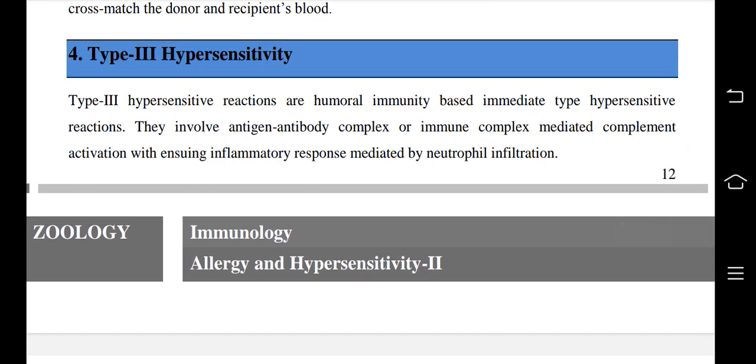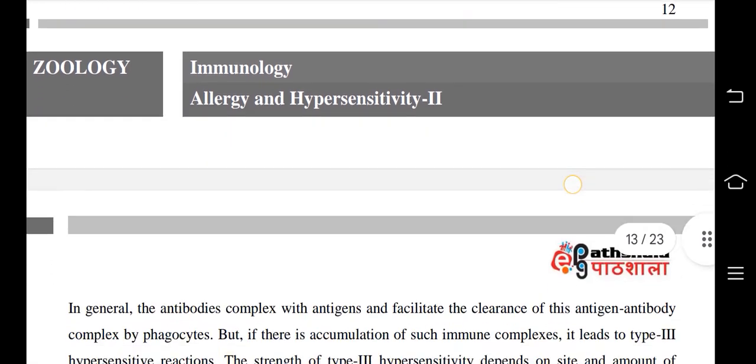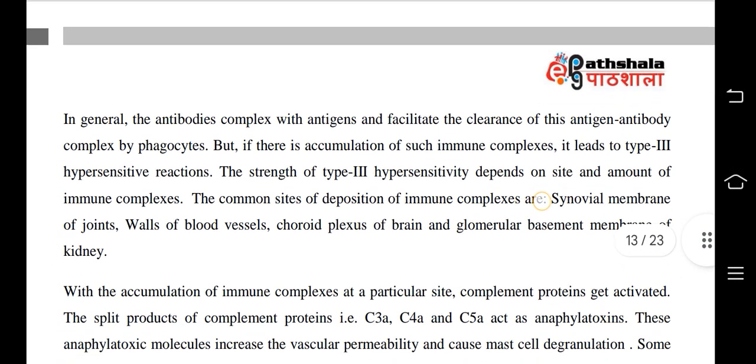Next, type 3 hypersensitivity. Type 3 hypersensitive reactions are humoral immunity based immediate type hypersensitive reactions. They involve antigen antibody complex or immune complex mediated complement activation, which ensures an inflammatory response mediated by neutrophil infiltration. In general, the antibody complexes with antigens and facilitates the clearance of this antigen-antibody complex by phagocytosis. But if there is an accumulation of such immune complexes, it leads to type 3 hypersensitive reactions. The strength of type 3 hypersensitivity depends on site and amount of immune complexes.